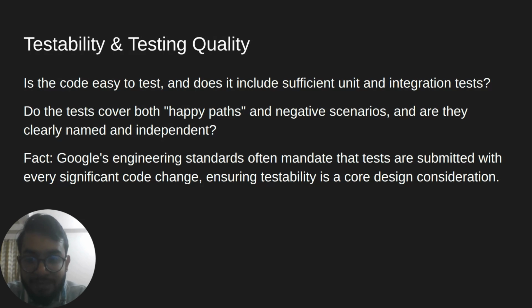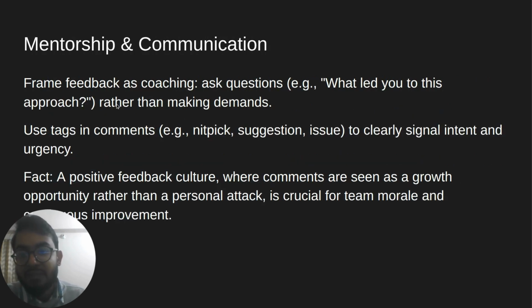The actual fact is that Google's engineering standards often mandate that tests are submitted with every significant code change, and ensuring testability is a code design consideration in Google's engineering teams.